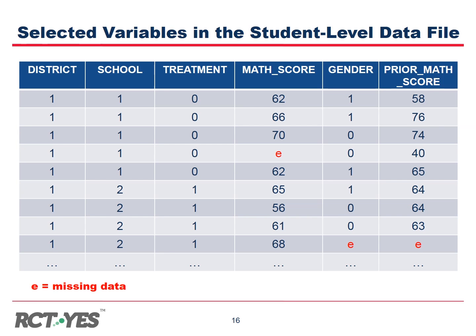This table shows selected variables in the student-level data file. There's one record for each student in the sample. Selected records are shown for students in District 1 and in Schools 1 and 2. School 1 is a control school because the variable treatment equals 0, and School 2 is a treatment school because the variable treatment equals 1. We show selected data values for the math score outcome, the gender variable, and the prior math score covariate. The letter E represents missing data.